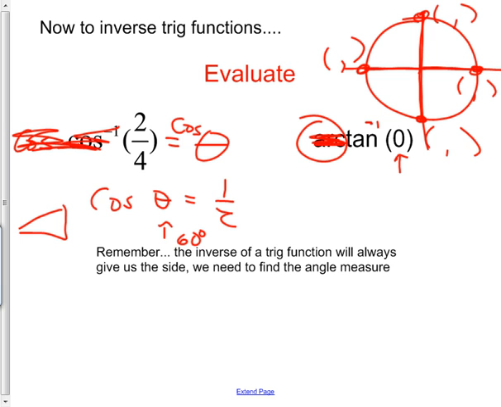That's a very good question. Can there be two answers? If there are two answers that work, then yes, you should give them both.